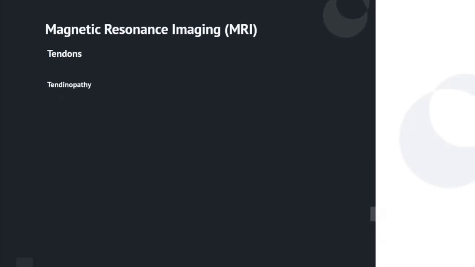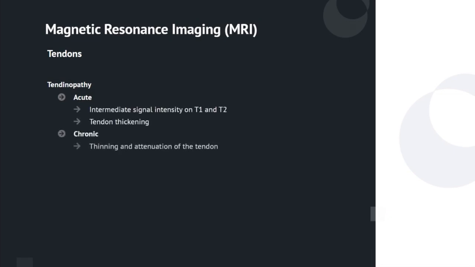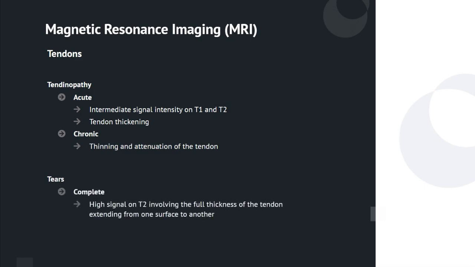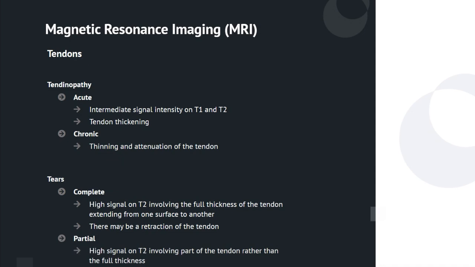Tendons. Tendinopathy. Acute. Intermediate signal intensity on T1 and T2. Tendon thickening. Chronic. Thinning and attenuation of the tendon. Tears. Complete. High signal on T2 involving the full thickness of the tendon extending from one surface to another. There may be a retraction of the tendon. Partial. High signal on T2 involving part of the tendon rather than the full thickness.